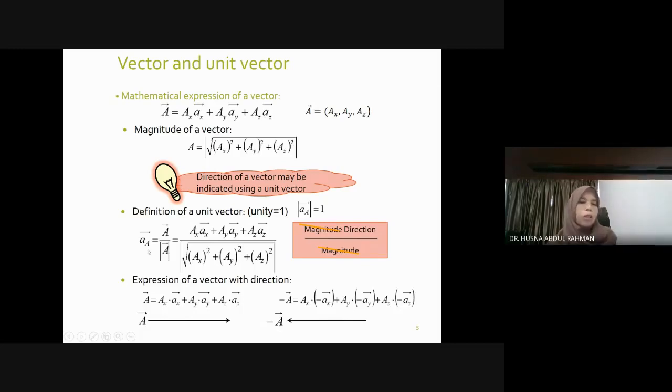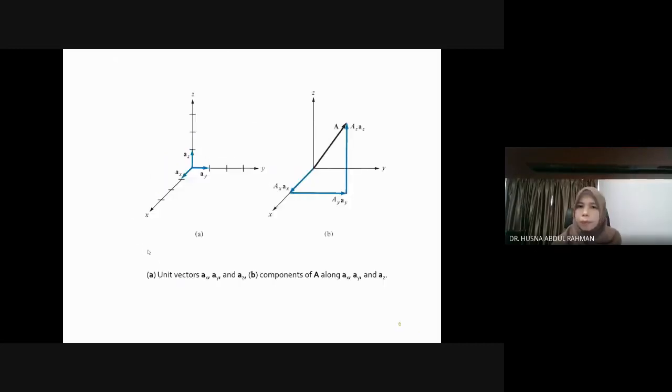What do we mean by unit vector of A? Do you know what we mean by unit vector of A? Can anyone answer?